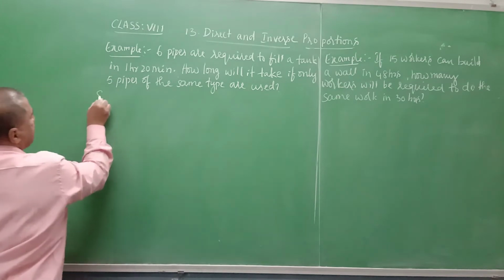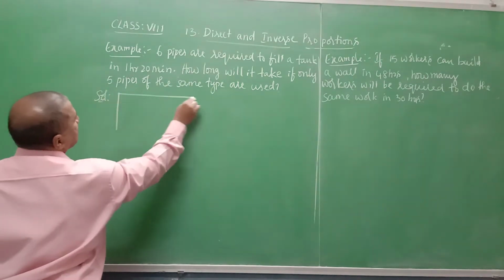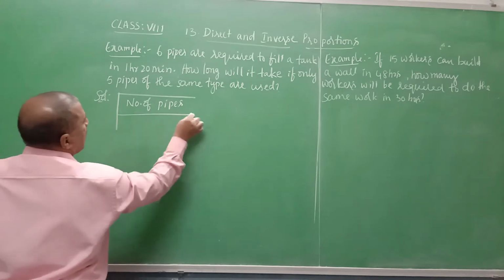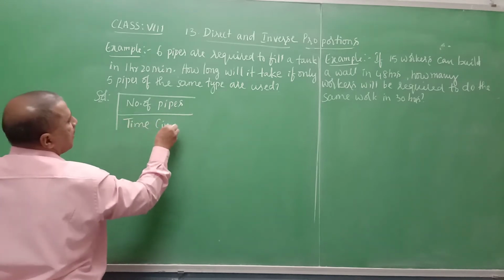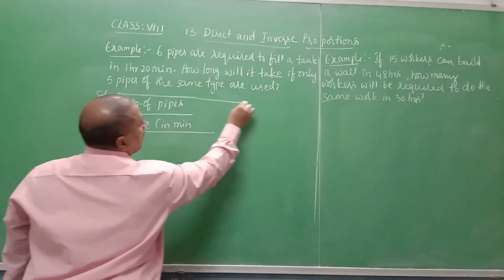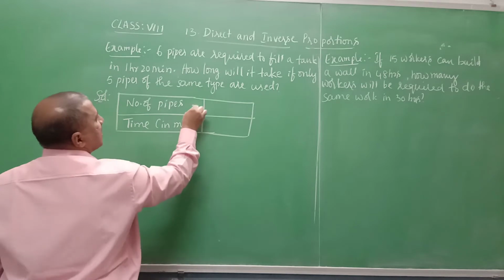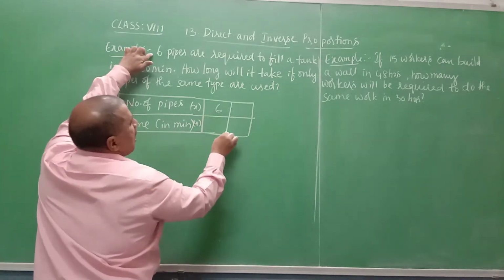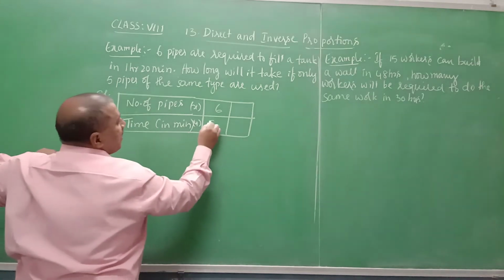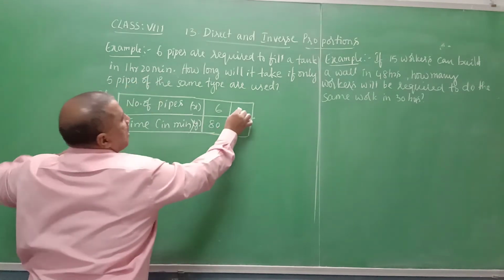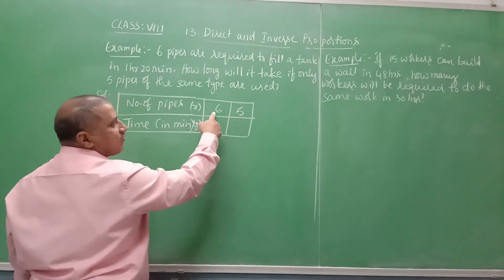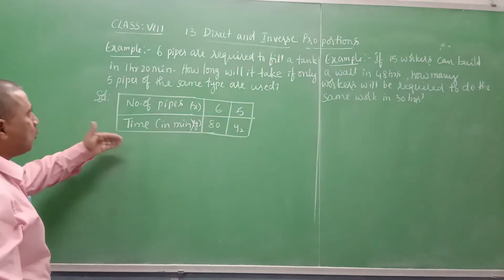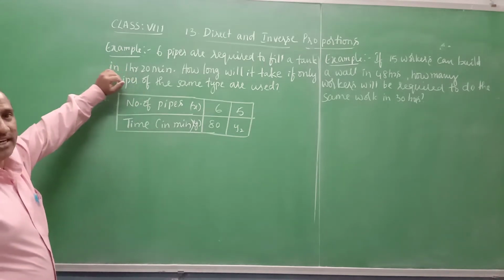Now frame the table. Number of pipes and time in minutes. We will take the number of pipes as x values, and the time as y values. 6 pipes, how much time do they take? 1 hour 20 minutes, it is 80 minutes. Now the number of pipes is 5. How much time will it take? These are x1, y1, x2, y2 values. So we have to find y2, the time required to fill the tank by 5 pipes.